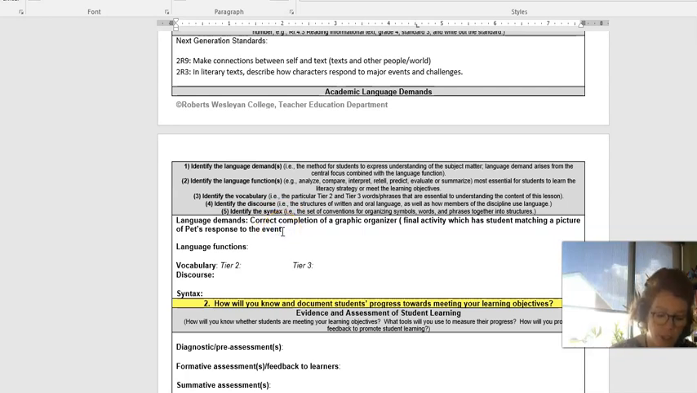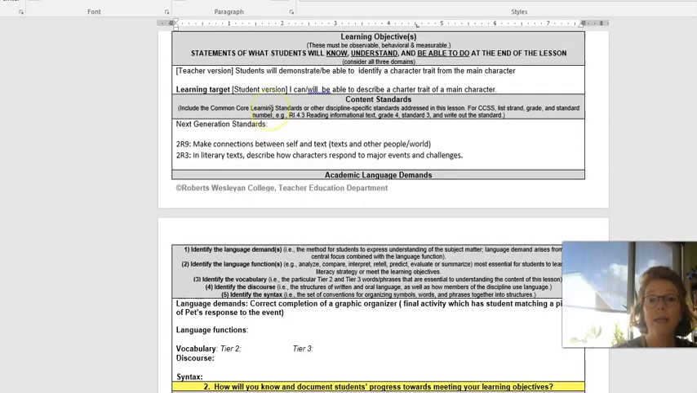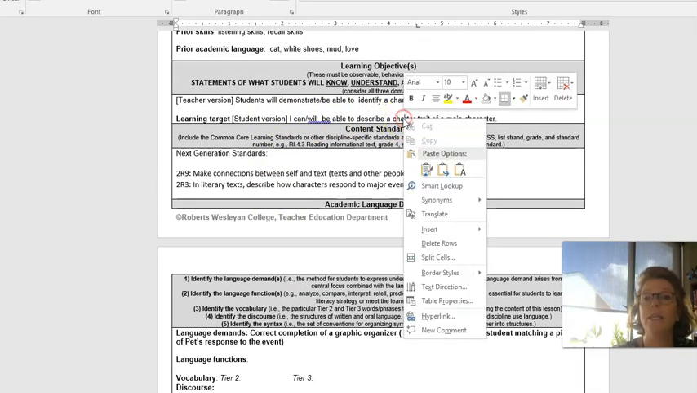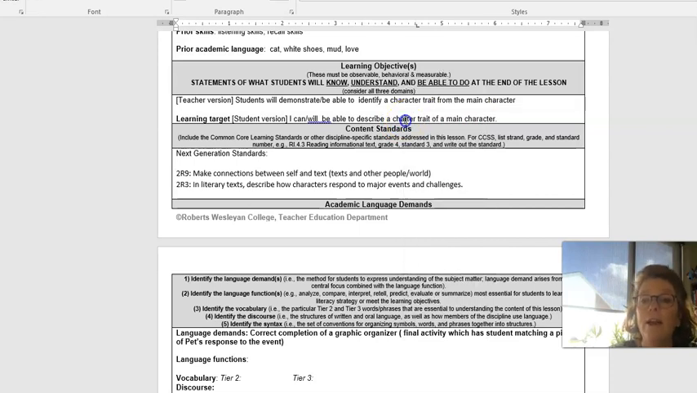Okay, language functions. What are they going to have to do? What are the verbs they have to do? What we already have here, they're going to describe a character trait. Oh my gosh, I didn't even see I misspelled that. I can't even see it, it's so little. Character. Is that right?